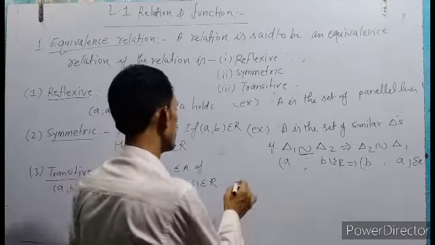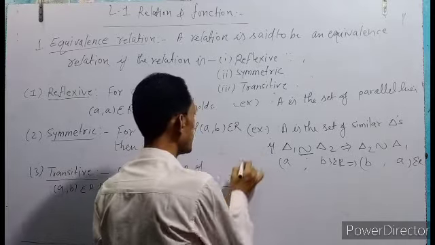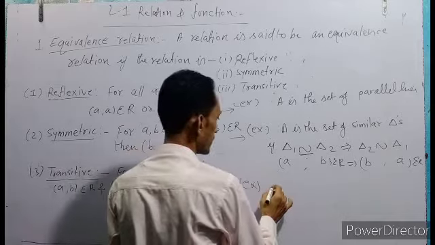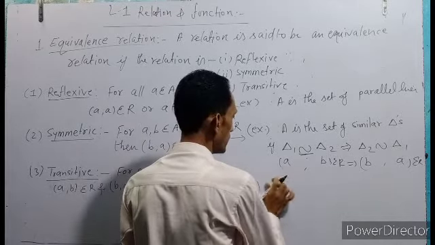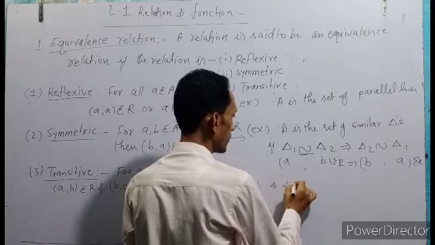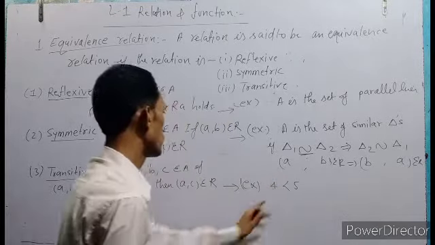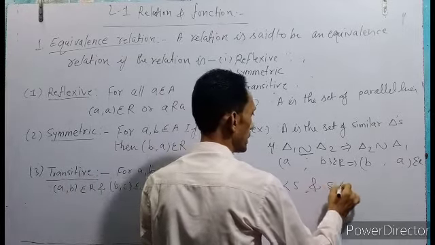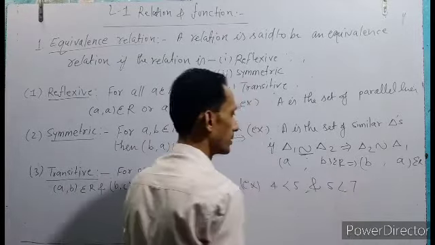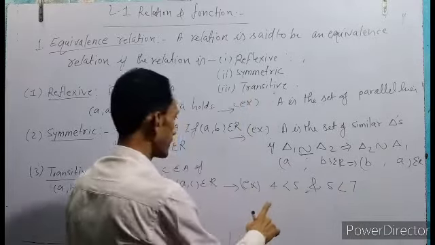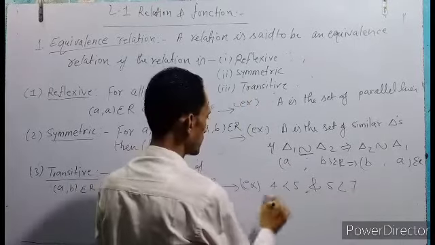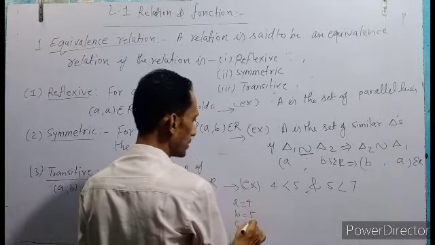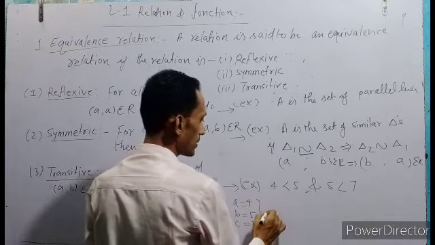So for example, you can see in this example, suppose that 4 is less than 5. Suppose a equal to 4. 4 is less than 5 and 5 is less than 7. So that is a, that is b, and that is c. You assume a equal to 4, b equal to 5 and c equal to 7. What is the relation? The relation is greater than.